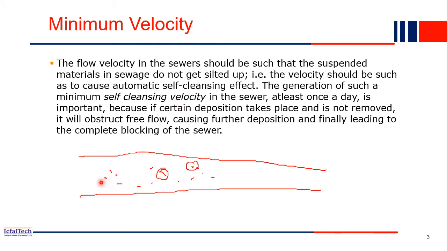So self-cleaning velocity means if any particle is settled down at the bottom, that also has to be removed. If you increase the velocity, right, then this particle also will come into suspension and go. So that's why in a day, at least one time, you should have a self-cleaning velocity in the system. Then only this particle, if it is settled down at the bottom also, will go out. Right. So the generation of such minimum self-cleaning velocity in the sewer, at least once a day, is important, because if certain deposition takes place and is not removed, then what will happen? Basically, this creates an obstacle. Right. Again, this will produce the problem.